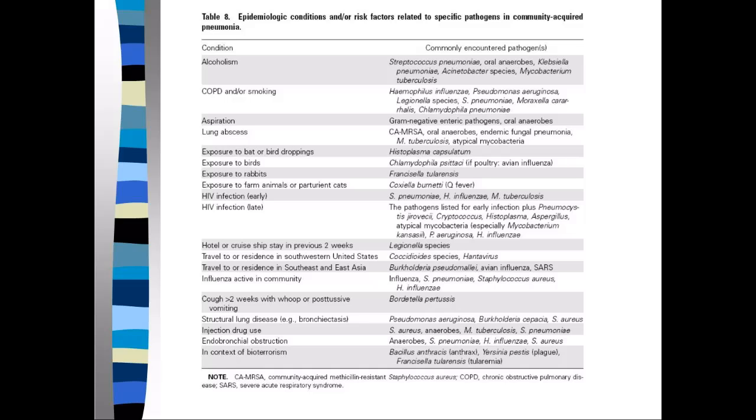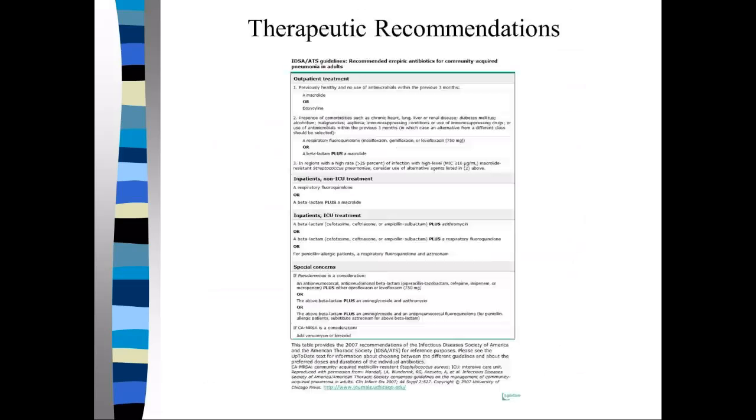And as we get to some more unusual or exotic cases, if someone has exposure to birds, for example, think about Chlamydophila. And HIV patients, of course, are at risk for a wide variety of pathogens. And you can go through the rest of these. These, of course, are from the 2007 guidelines. The therapeutic recommendations are intuitive to all of us here.